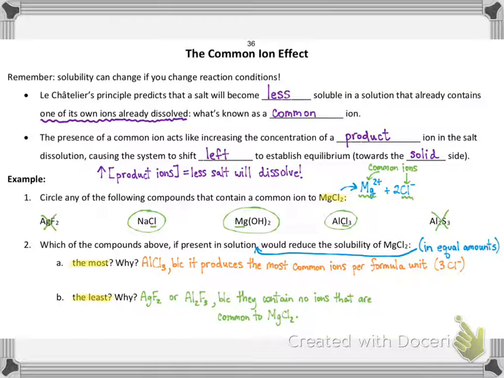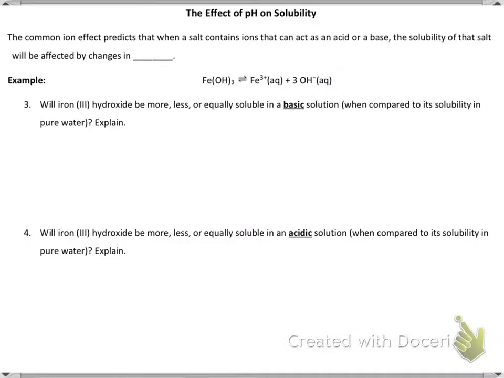There are also other changing reaction conditions you could use to affect solubility. pH can actually affect solubility, but only sometimes. If you have a salt containing ions that can act as an acid or a base, the solubility of that salt will be affected by changes in pH. Let's consider the dissolution of iron 3 hydroxide as an example.